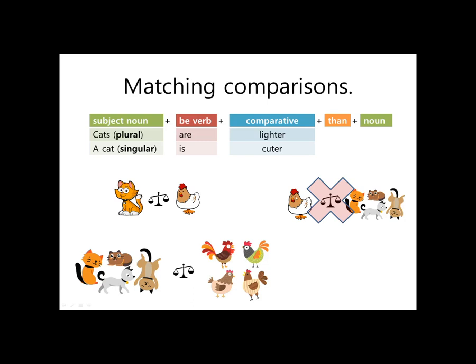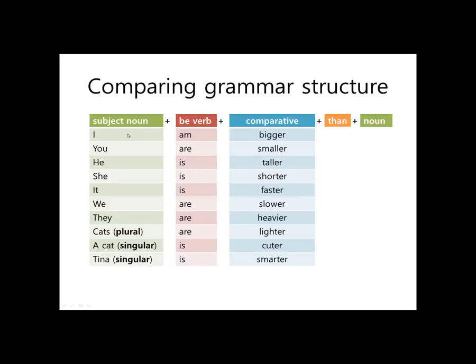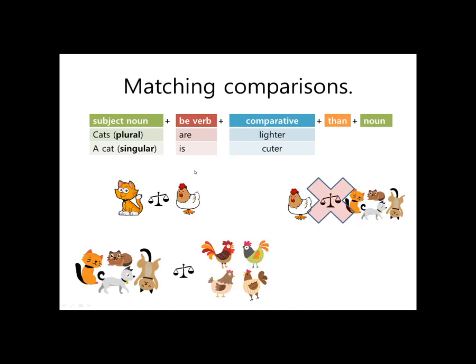Okay, so remember to match your subject and the be verb. Something else we have to match is the subject and the noun here. So if we have one cat, we need to compare it to one of something else. Okay, so we say a cat, singular, a cat is cuter than a chicken.